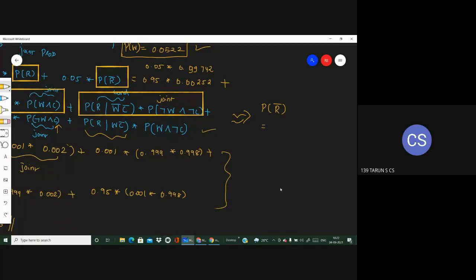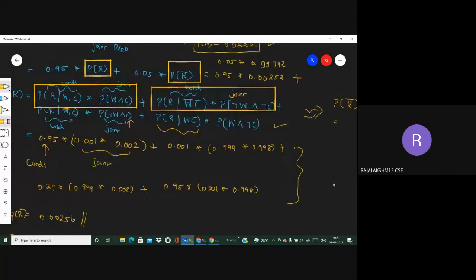Change the formula R to R bar. Yes, change R to R bar, that's all. Therefore, this value, the 0.95, the 0.001, 0.95, the 0.29, will become what? 1 minus. 1 minus, that's all. Okay, so put 1 minus and try it.